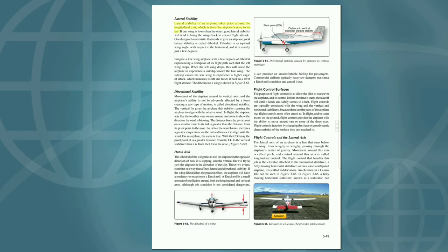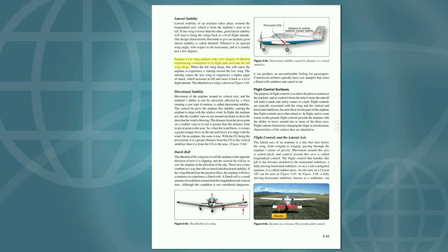Lateral stability. Lateral stability of an airplane takes place around the longitudinal axis, which is from the airplane's nose to its tail. If one wing is lower than the other, good lateral stability will tend to bring the wings back to a level flight attitude. One design characteristic that tends to give an airplane good lateral stability is called dihedral. Dihedral is an upward wing angle, with respect to the horizontal, and it is usually just a few degrees.